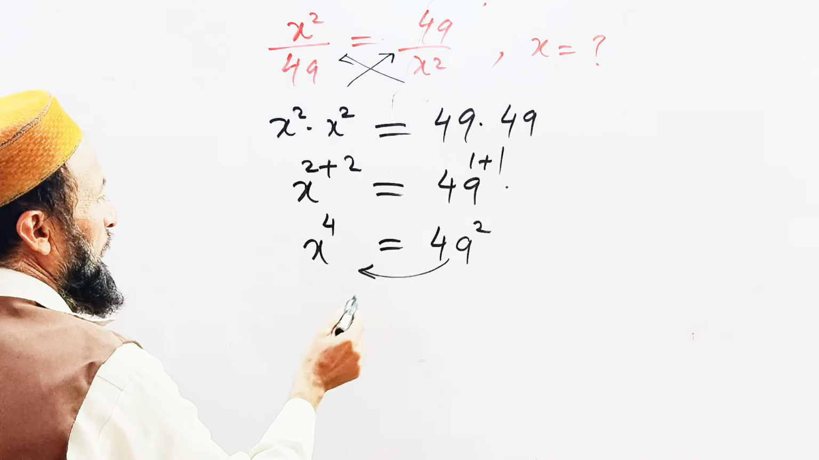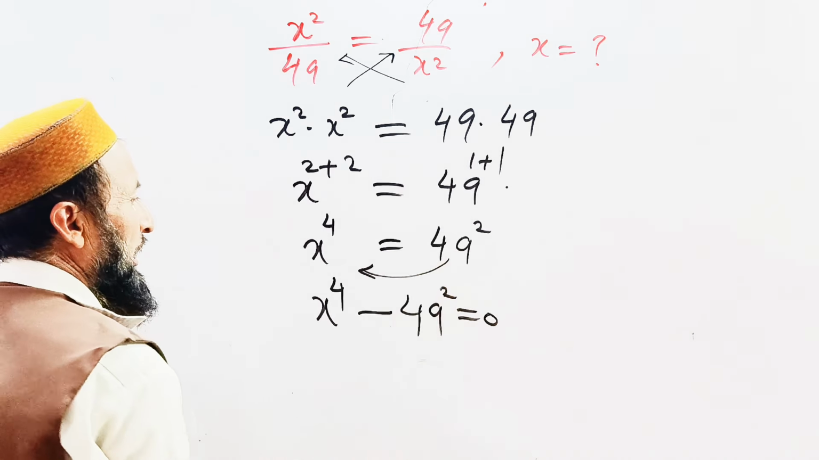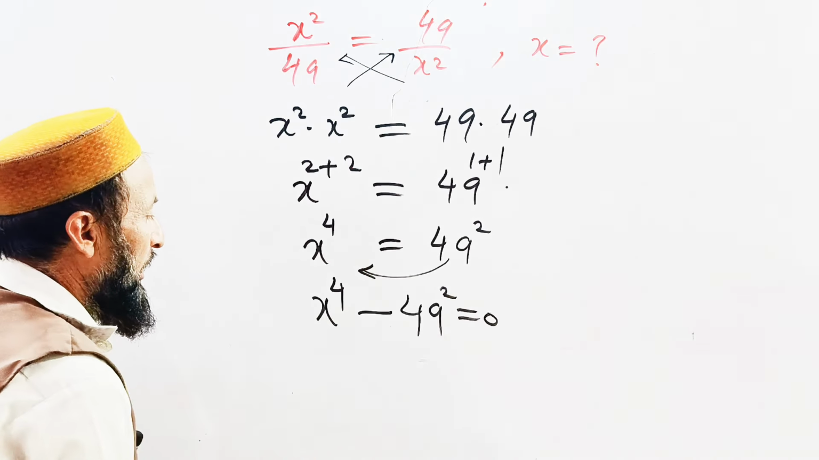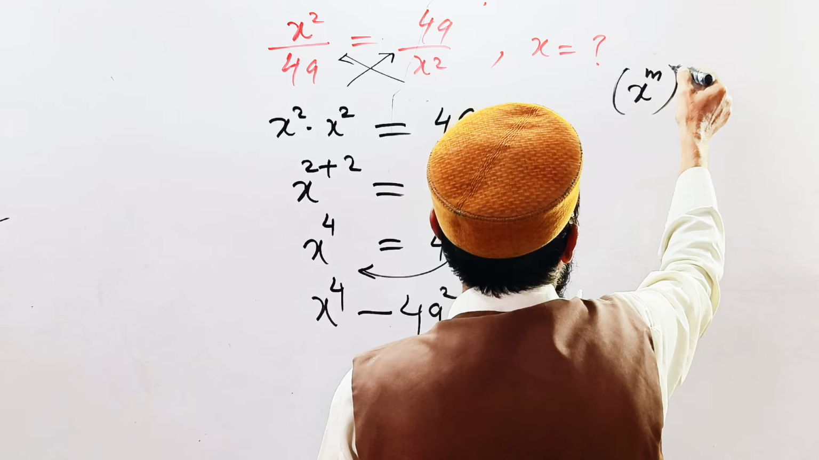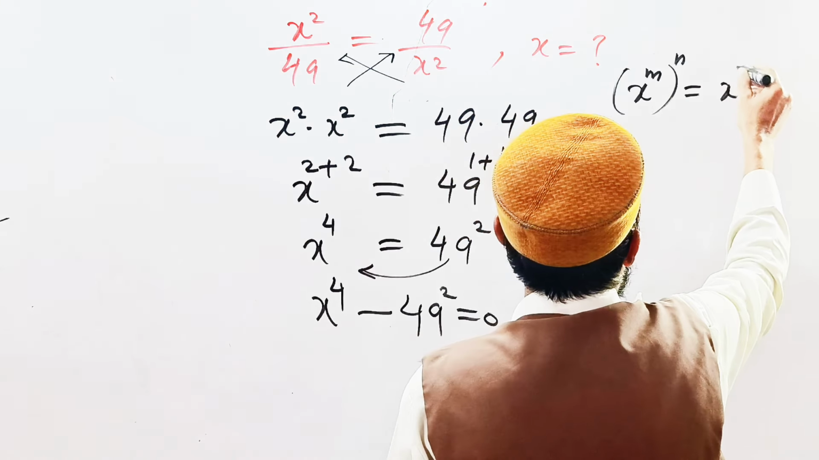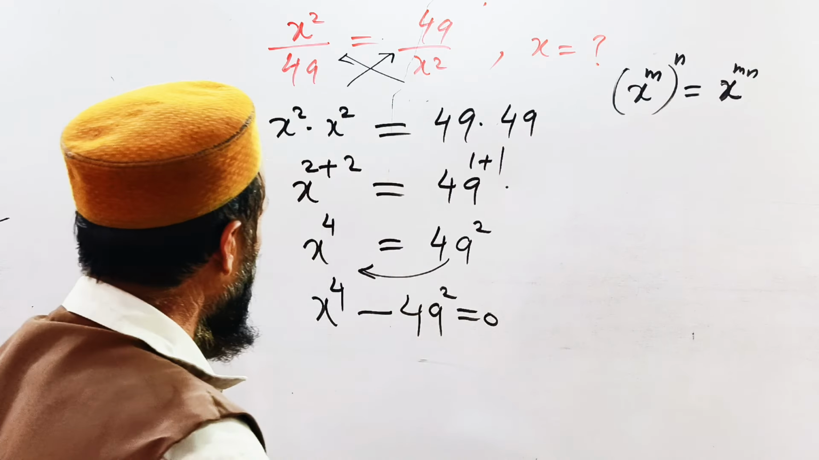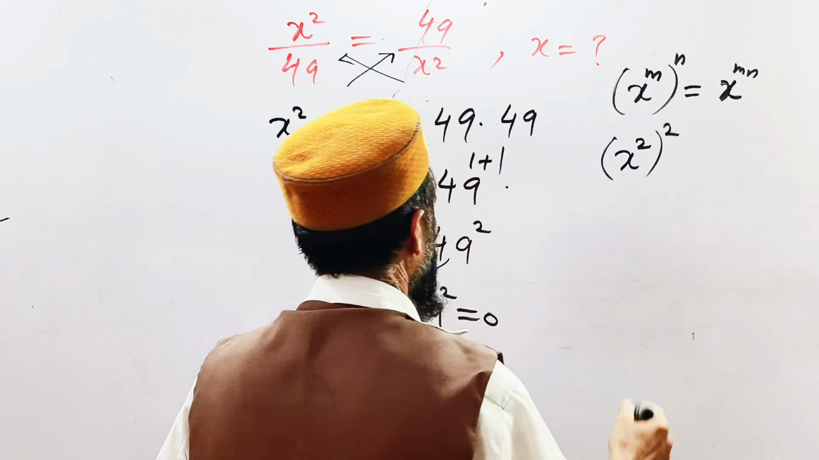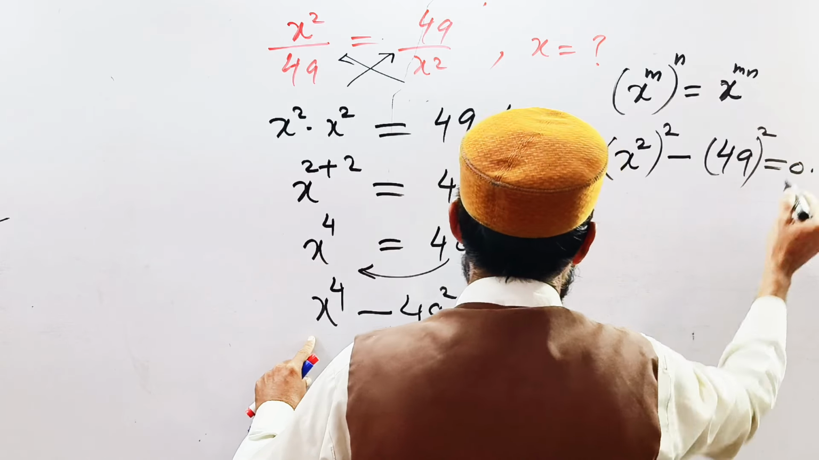Now we transfer this result to the left side, and its sign is also changed. Its sign is positive here; on moving to the left side we get negative. Now we try to make a formula. We can write according to the double exponent rule: x exponent of m whole exponent of n is equal to x exponent of m times n. Applying the exponent rules, from x exponent of 4 we can write x square whole square minus 49 whole square is equal to 0.